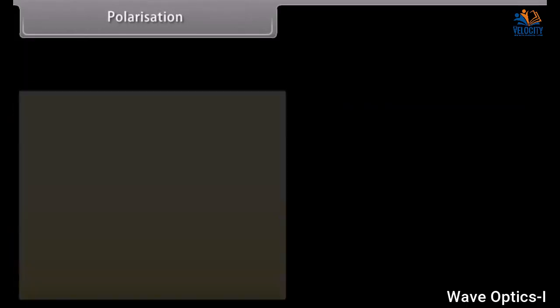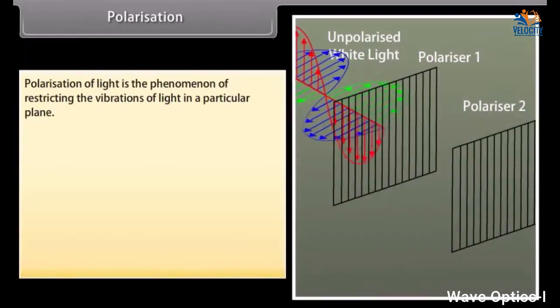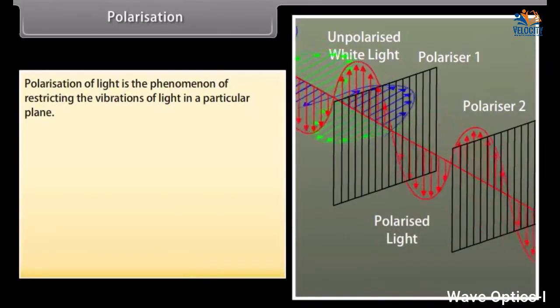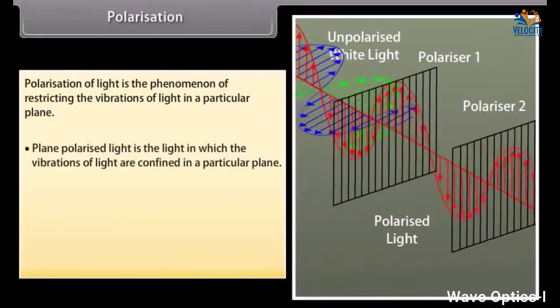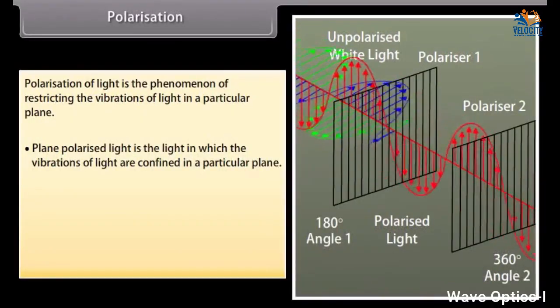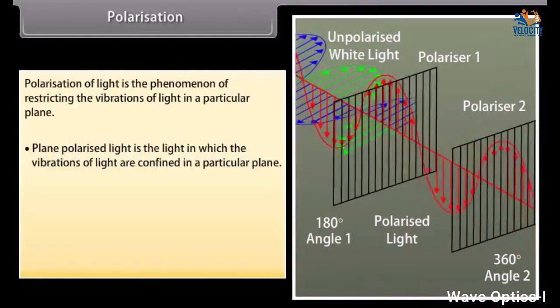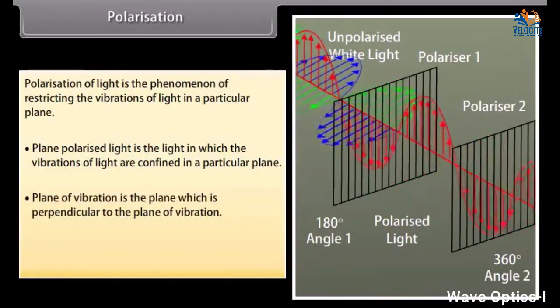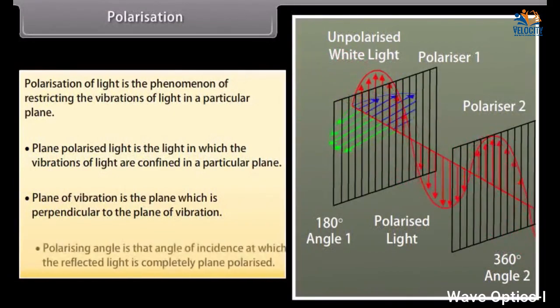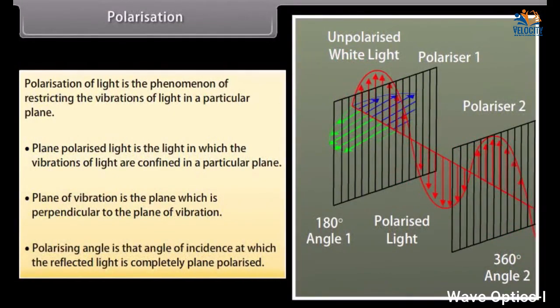Polarization. Polarization of light is the phenomenon of restricting the vibrations of light to a particular plane. Plane polarized light is light in which the vibrations are confined to a particular plane. The plane of polarization is the plane which is perpendicular to the plane of vibration. Polarizing angle is that angle of incidence at which the reflected light is completely plane polarized.